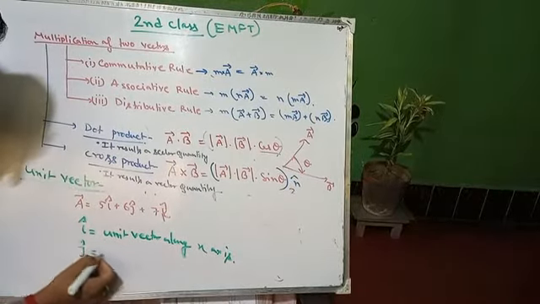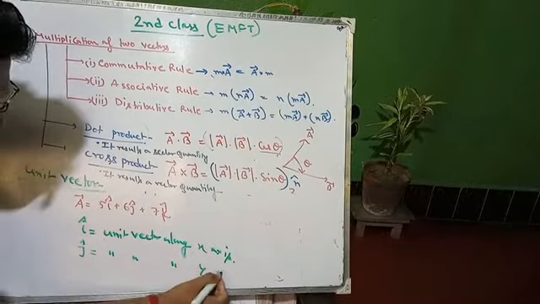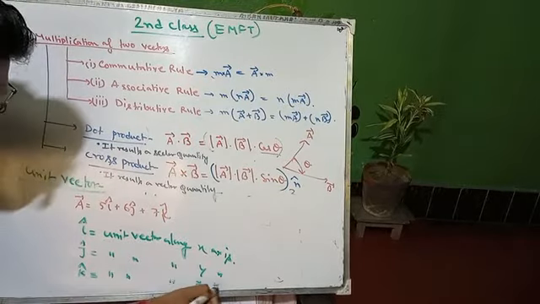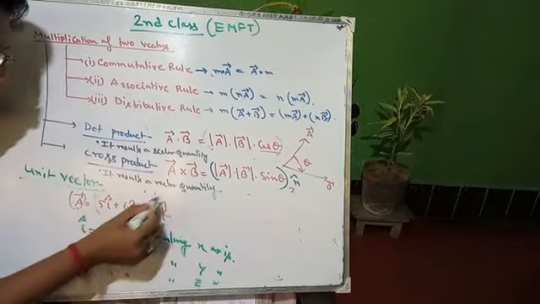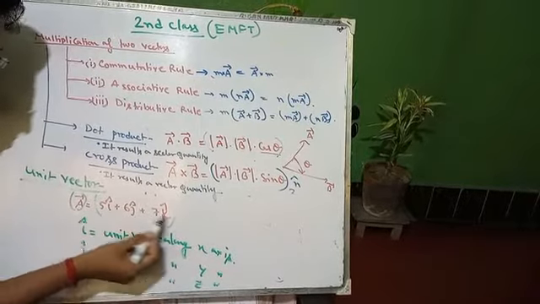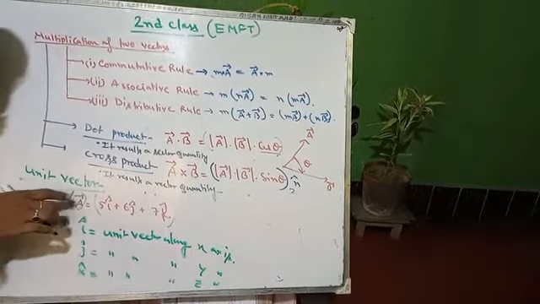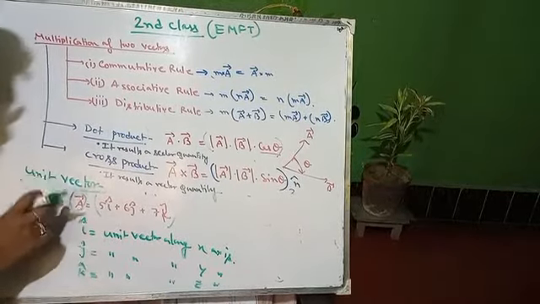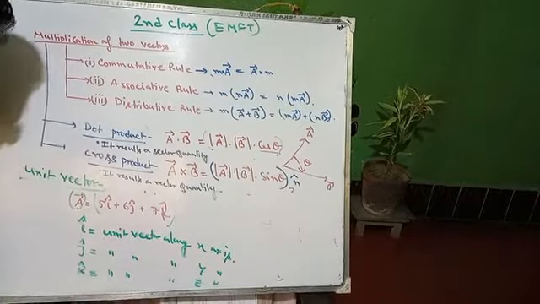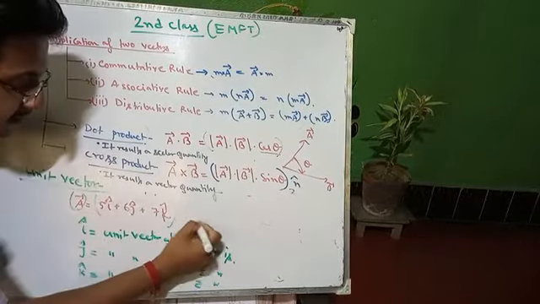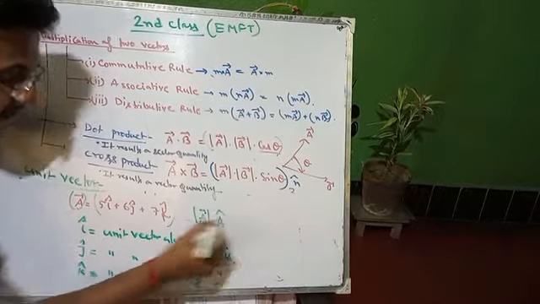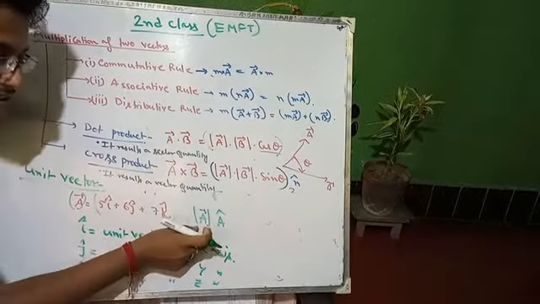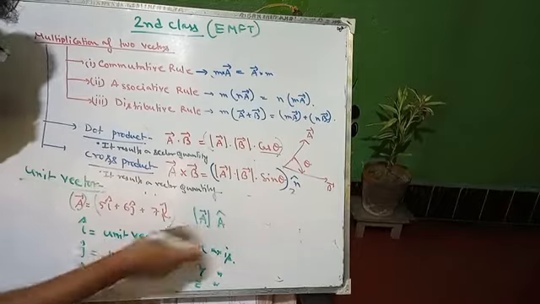J cap means unit vector along the y axis. K cap means unit vector along the z axis. So this vector A has some magnitude by using these three unit vectors, but it also has some unique direction vector, or unique unit vector. So this vector may be represented as modulus of A into A cap, right? Just before, I discussed that any vector A can be represented by its magnitude and a direction.